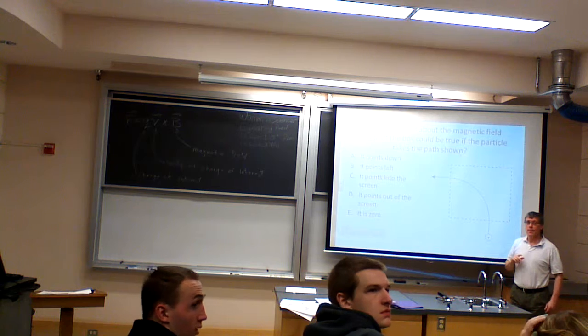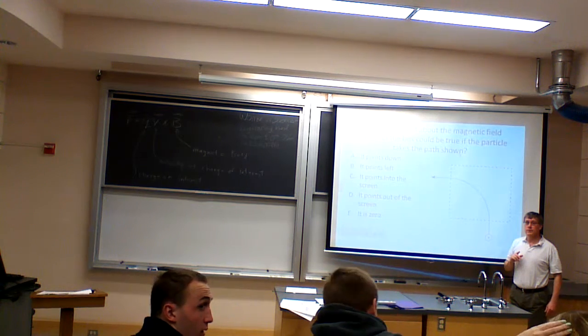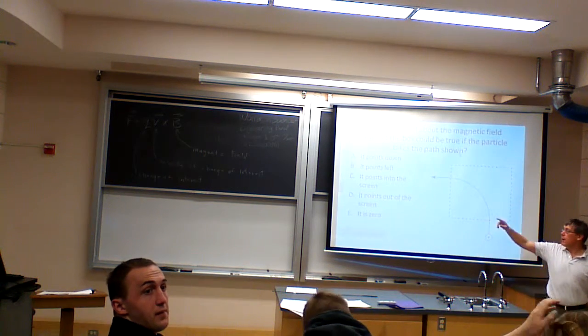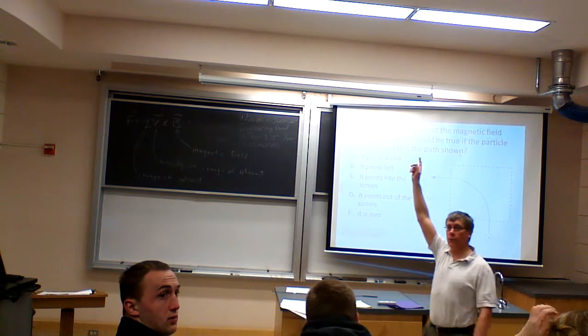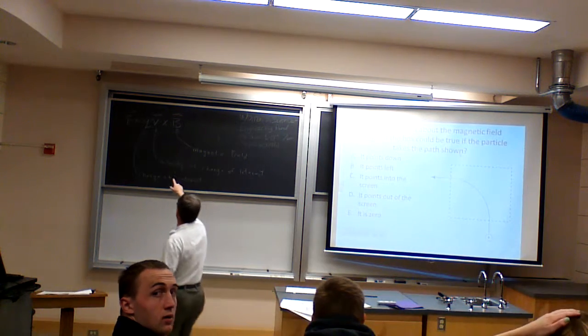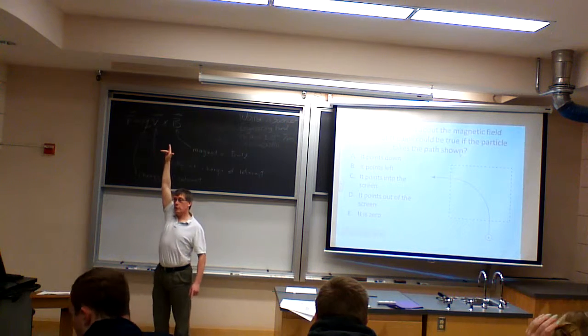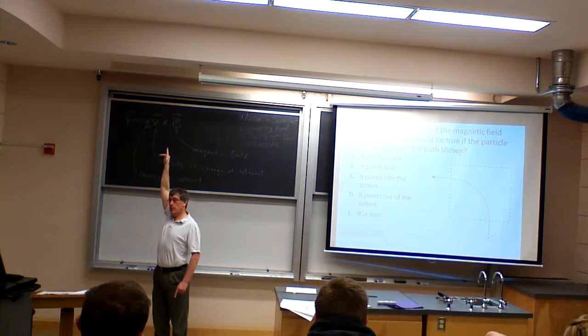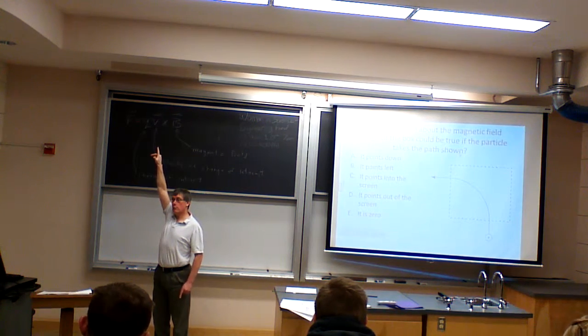So the index finger is the velocity of a particle. For the cross product, the index finger is the first vector, in this case the V. The other fingers are the second vector, in this case B. And the thumb is the cross product.